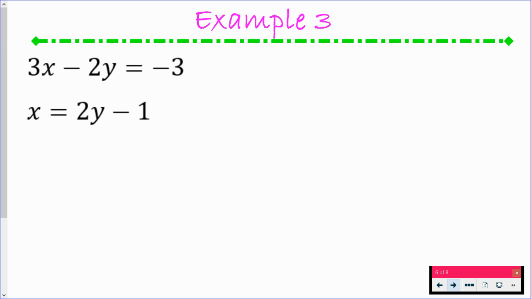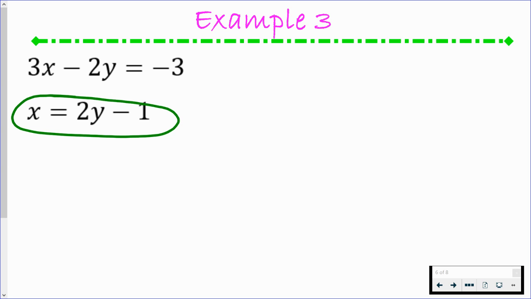Looking at example 3, the first one, we can't plug that in. But if you notice the second one, we have x equals 2y minus 1. So that's okay. If it's x equals, then I'm going to replace the x with the 2y minus 1. Okay, so let's start things off. I'm going to do 3, put the parentheses, and replace this x with the 2y minus 1. Then I'm going to bring down the rest of the equation.